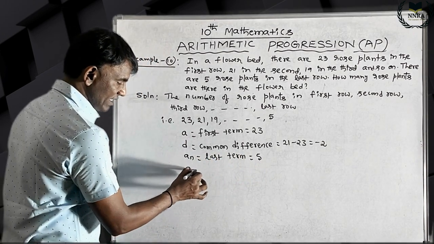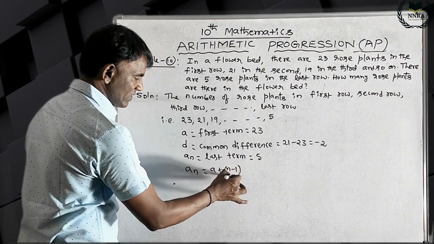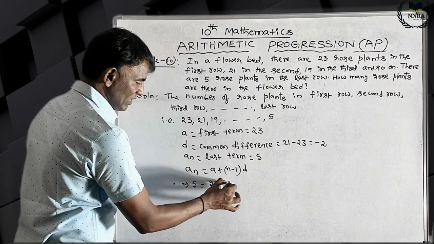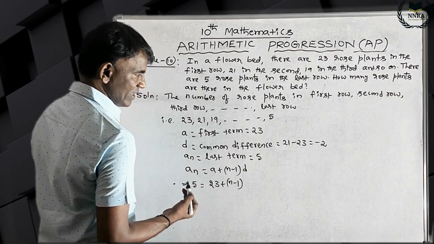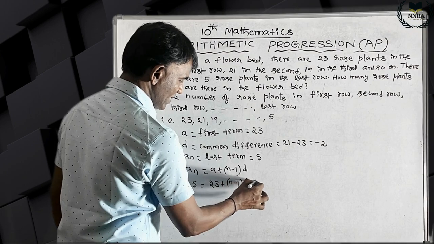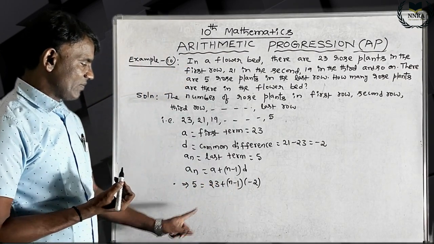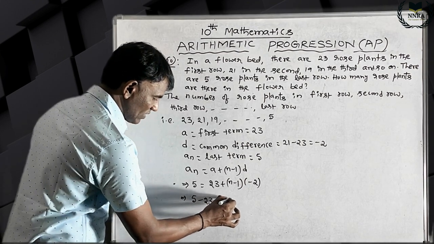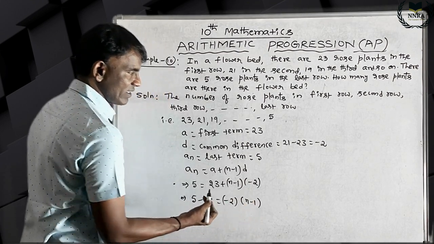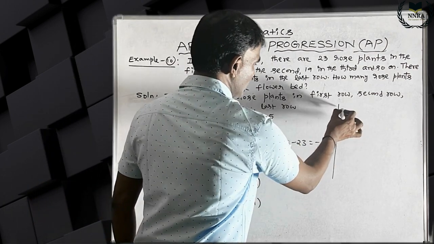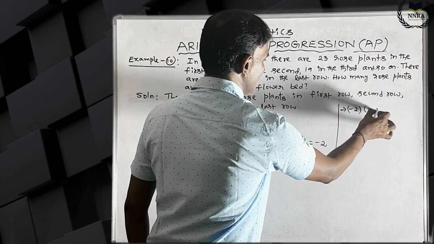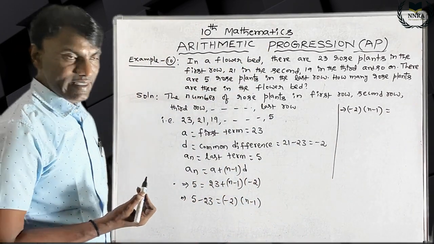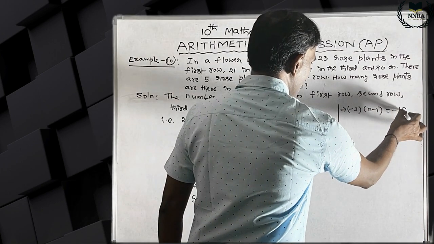And what is the formula here? An equal to a plus n minus 1 into d. Now an means 5. A means 23 plus n minus 1 into d value is how much? That is minus 2. So write here minus 2. In next step, write 23 this side. That can be written as 5 minus 23 equal to minus 2 into n minus 1. Now I am writing here. So minus 2 into n minus 1 equal to 5 minus 23. What is the difference? Minus 18. So just write here minus 18.